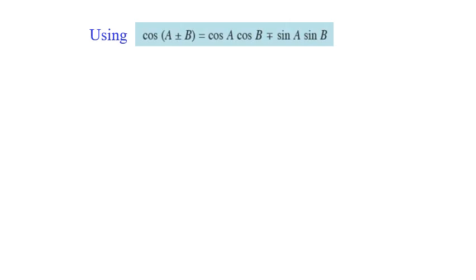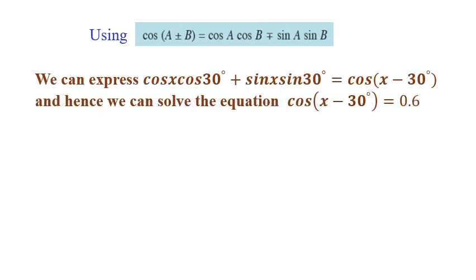Right, so how do we use it? Yes, so we can rewrite cos x cos 30 plus sine x sine 30 equals cos bracket x minus 30. And hence, we can solve the equation cos bracket x minus 30 equals 0.6, because the whole equation will only involve one trigo function. And that is manageable.